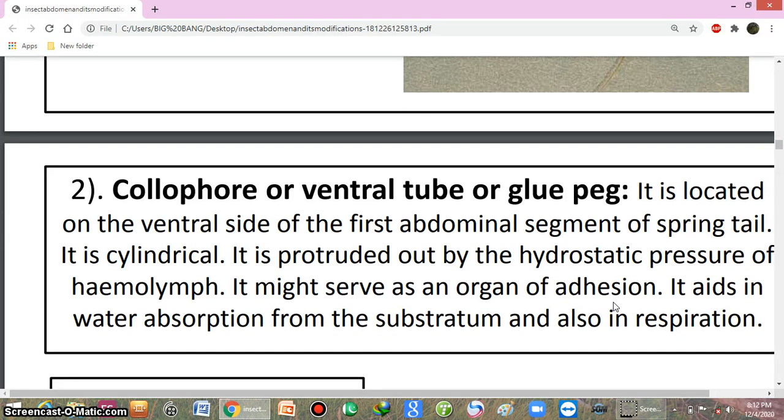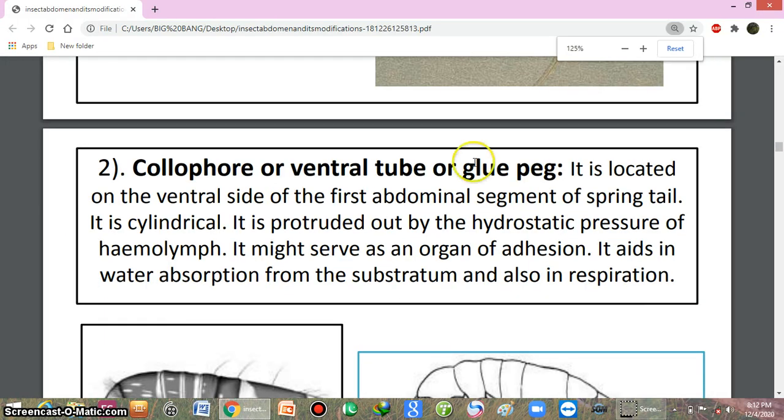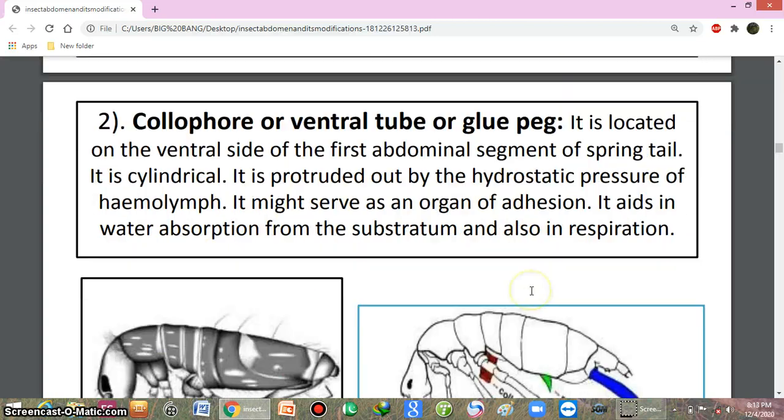Collophore or ventral tube or glue peg. The location of the collophore is on the ventral side of first abdominal segment of springtail. It is cylindrical and protruded out by the hydrostatic pressure exerted by the hemolymph. It might serve as an organ of adhesion and its main help is in the water absorption from the substratum and also in the respiration.